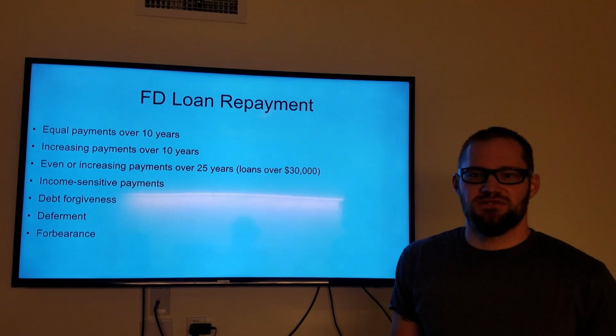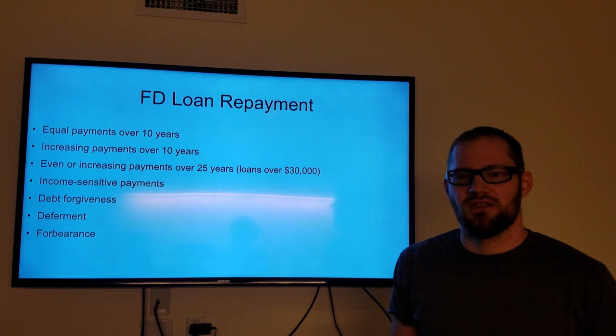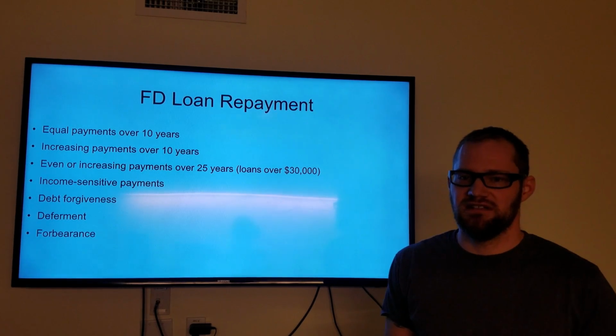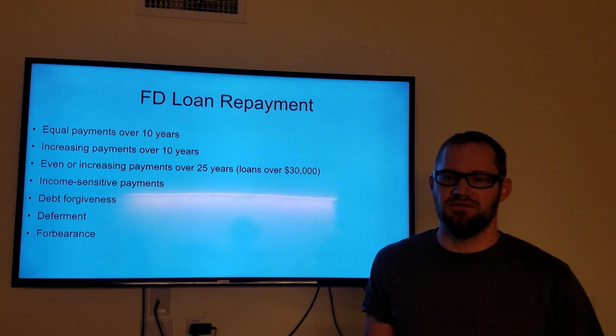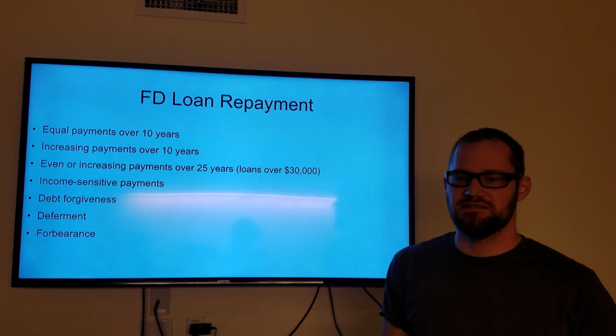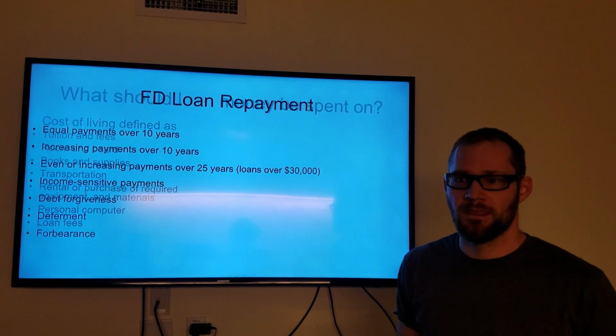Some of the stipulations behind federal direct loan repayment are equal payments over 10 years, increasing payments over 10 years, even or increasing payments over 25 years with loans over $30,000, income-sensitive payments, debt forgiveness, deferment, and forbearance.